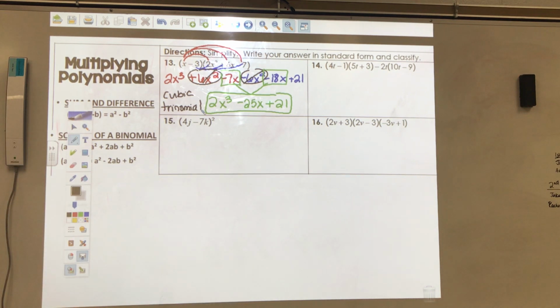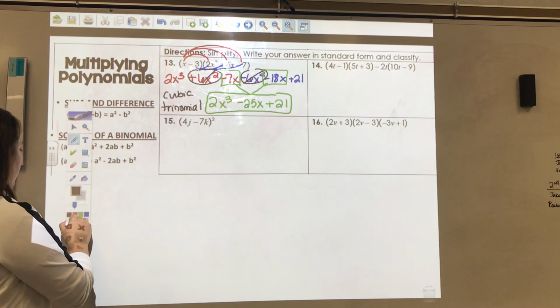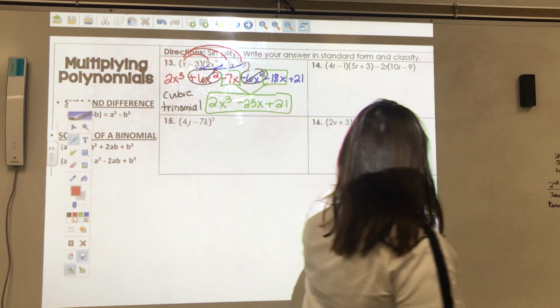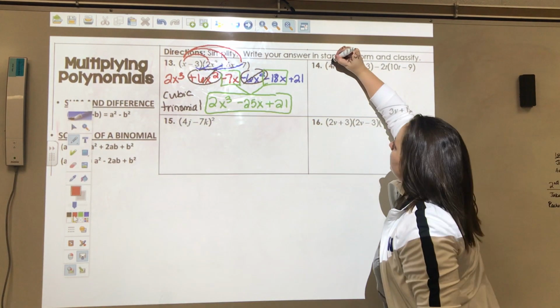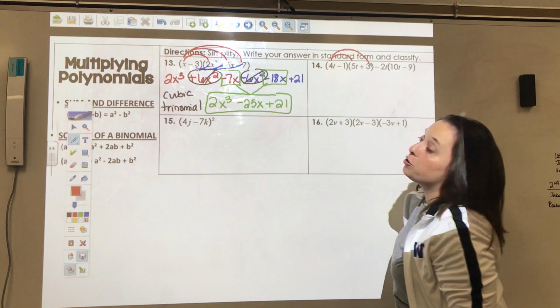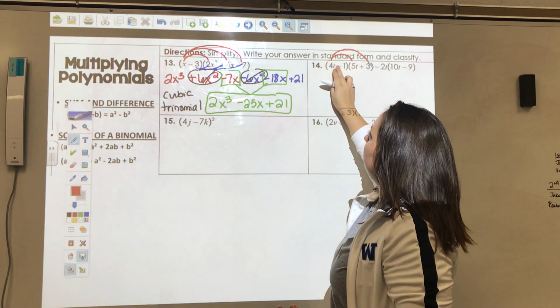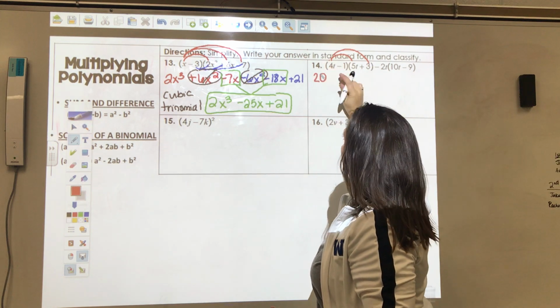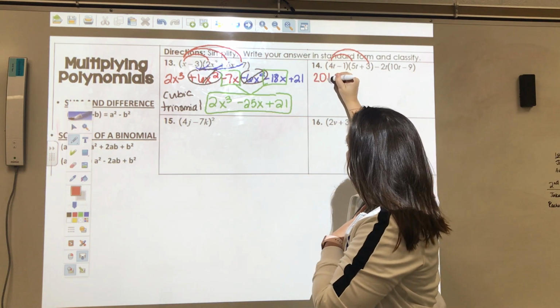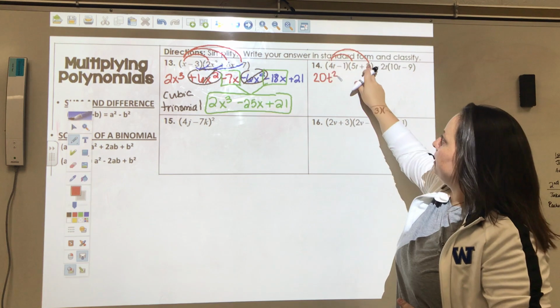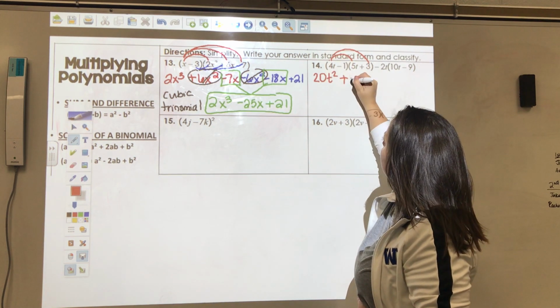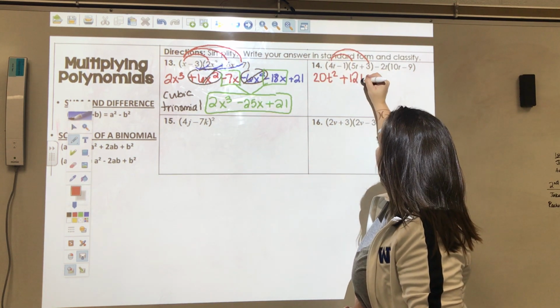Okay, moving on to number 14. A whole bunch of multiplying going on. All right, so let's do this part first. So we got to multiply 4t times these two. Distribute. We're really just distributing twice. So 4t times 5t. 4 times 5 is 20. T times t is t squared. Then we get 4t times 3. That's going to be a positive 12t.